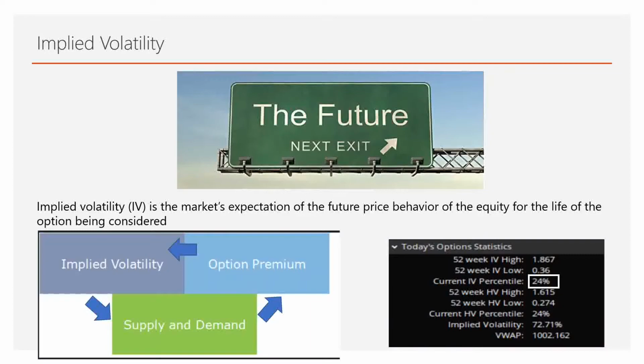When the current IV percentile is more than 25% and less than 50%, we consider the price to be above mediocre, so we'll go ahead and sell. It's okay, kind of. It's okay to sell.